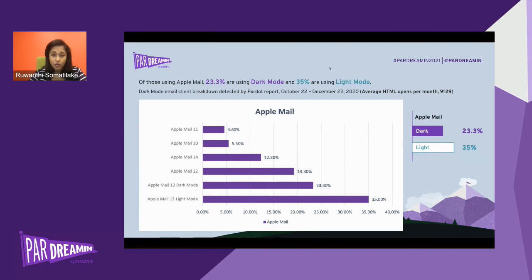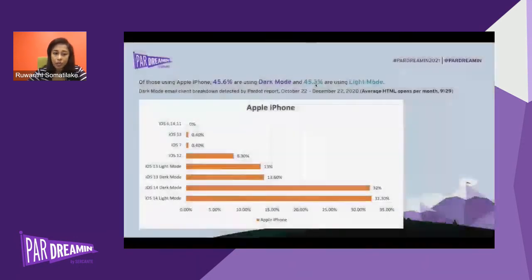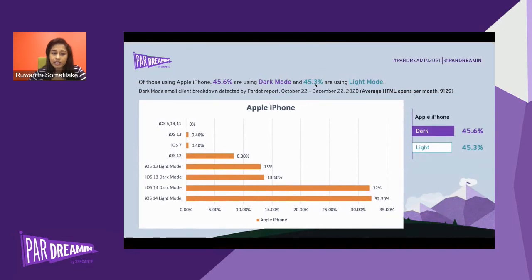I've done the iPhone email client breakdown as well. In iPhone, nearly 46%, which means the majority of users, are using dark mode, while 45% are light mode users. You can see there is a very small gap between those two versions. That means we can't neglect this. If we focus on the light mode version, then we have to focus on the dark mode users as well.